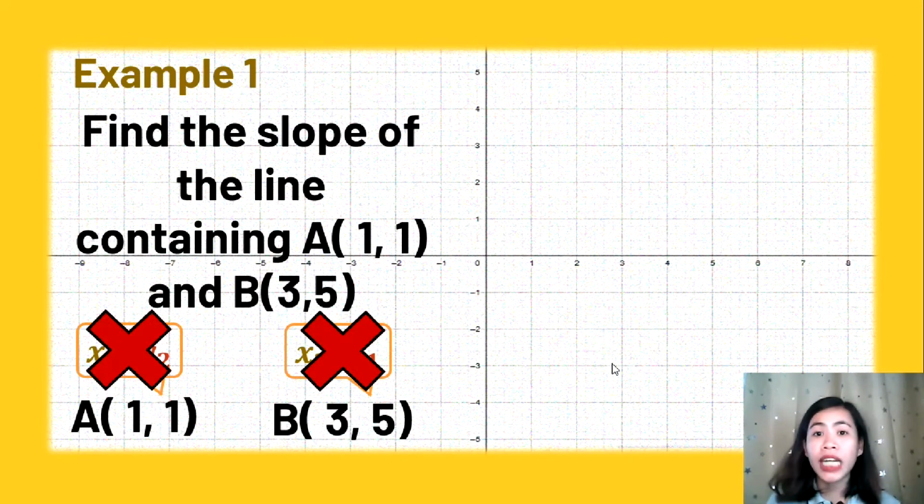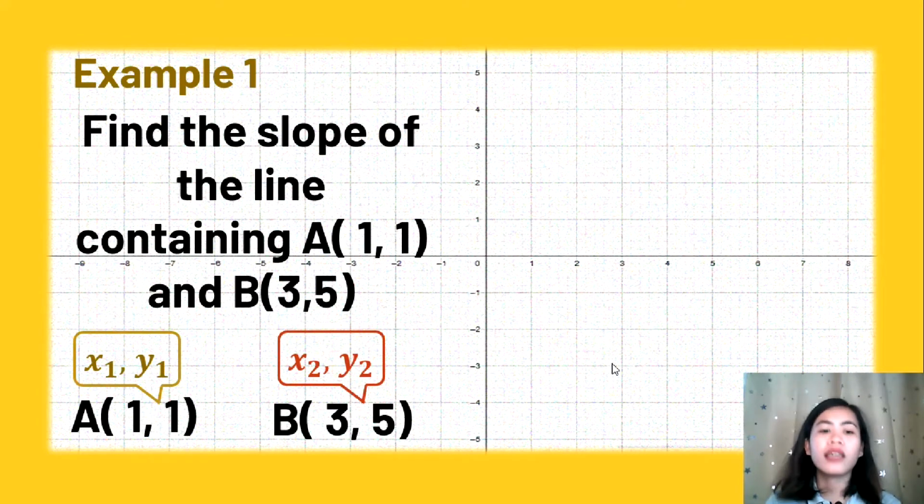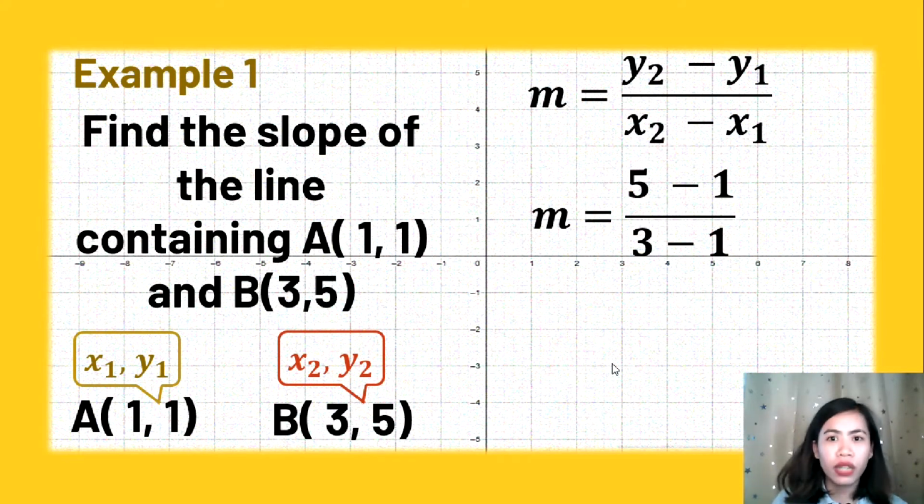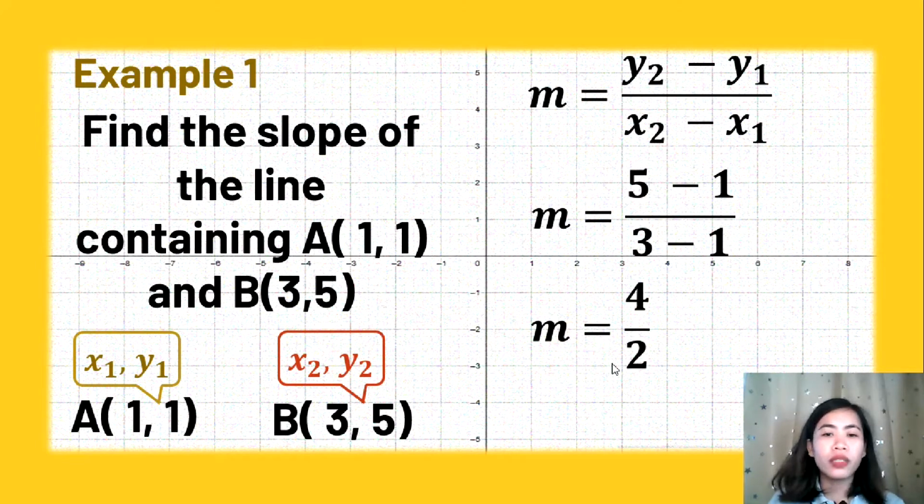Okay, so dapat partner lagi sila. Okay, so again, we'll be using this. For our formula, for slope, we have y sub 2 minus y sub 1 over x sub 2 minus x sub 1. Then, substitution lang tayo. We have 5 minus 1 over 3 minus 1. And for our slope, we have 4 over 2 or 2.